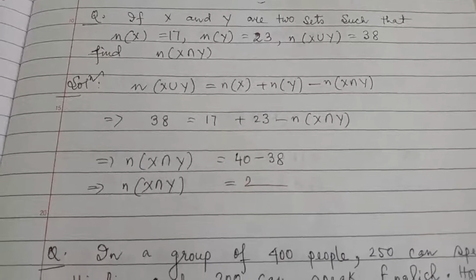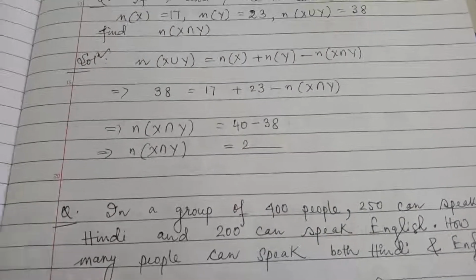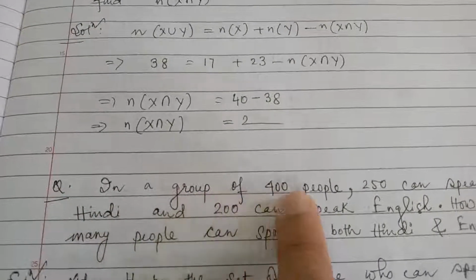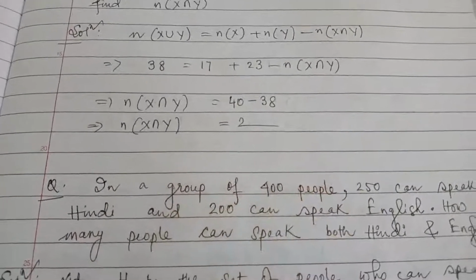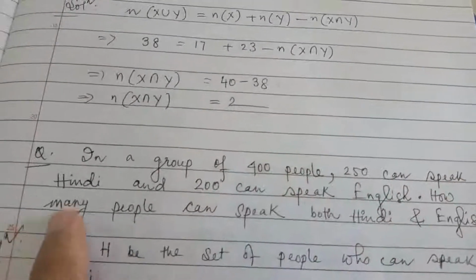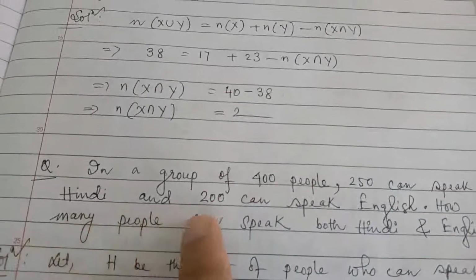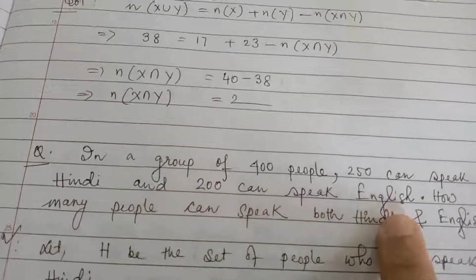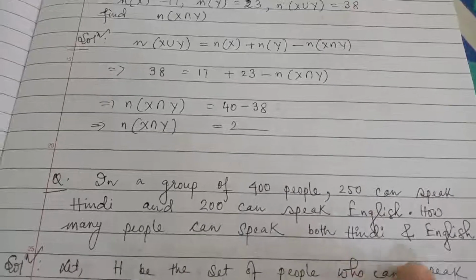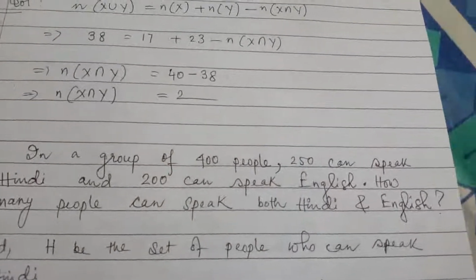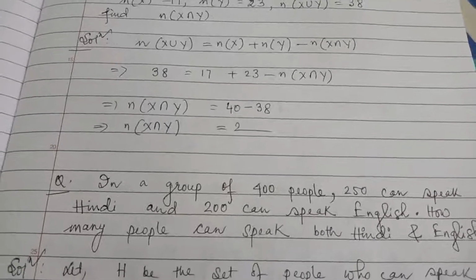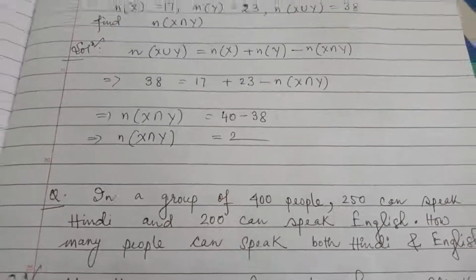Next, let us start with a word problem. In a group of 400 people, 250 can speak Hindi and 200 can speak English. How many people can speak both Hindi and English? This is a question given in the NCERT book, and I want to say there is a problem in the language of the question.